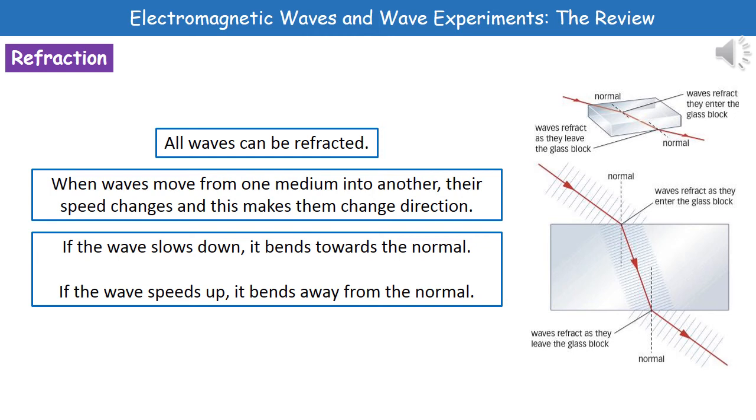And then as it emerges from the other side, the right side again is the first one out, so that one speeds up and it bends away from the normal.